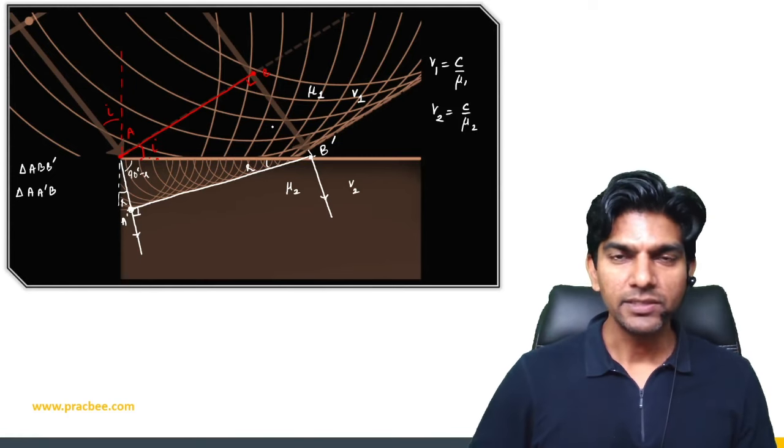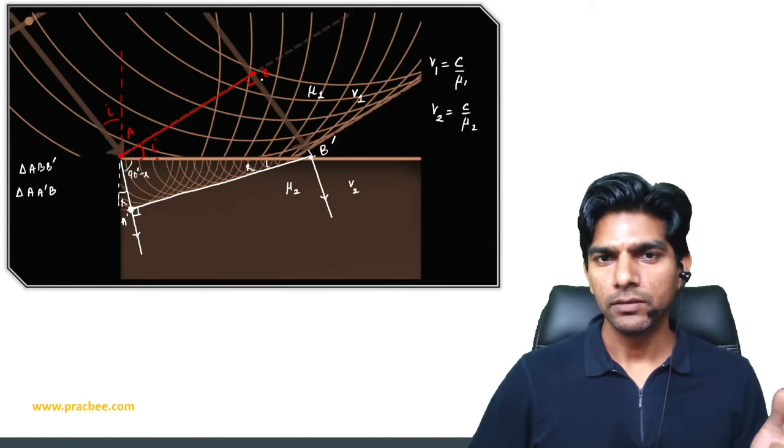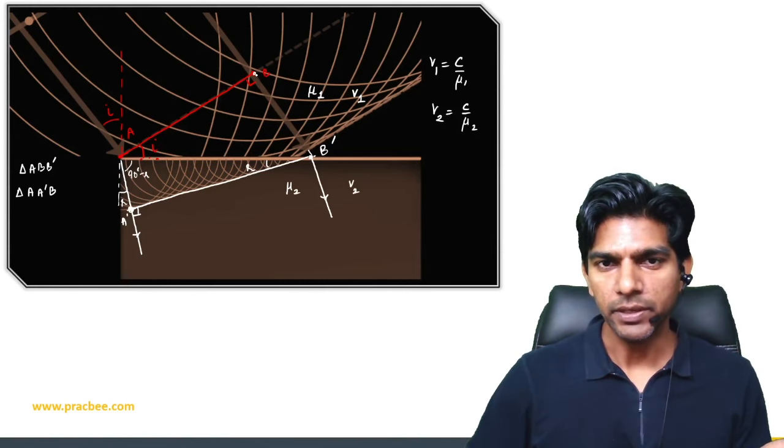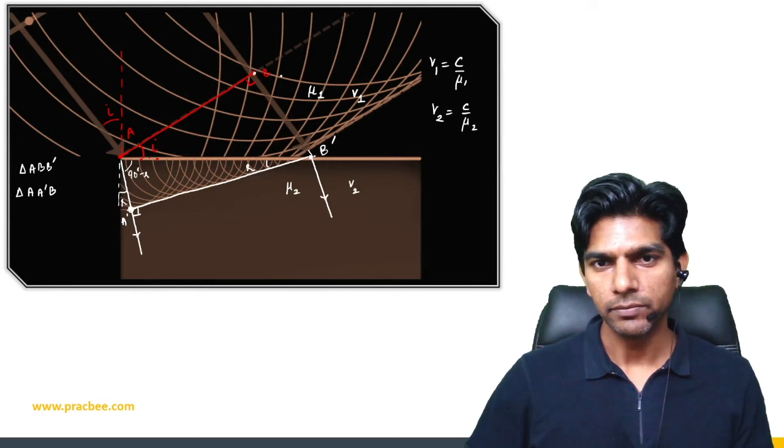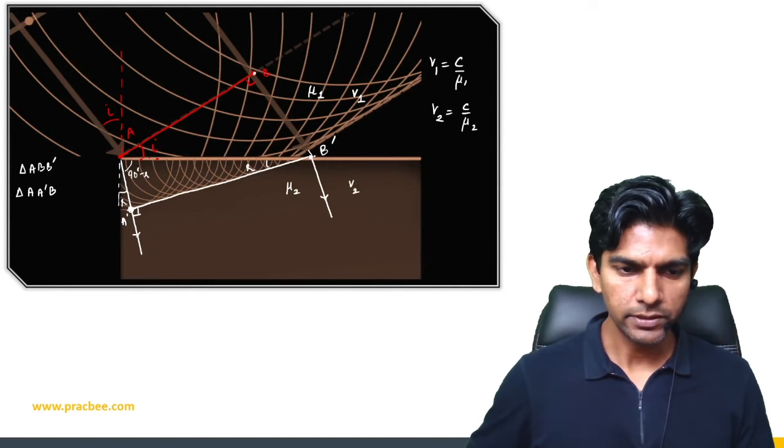Okay, so in same time, let us say the ray which is at B takes t time to reach B prime. So what is this distance? Let me take different color for that.